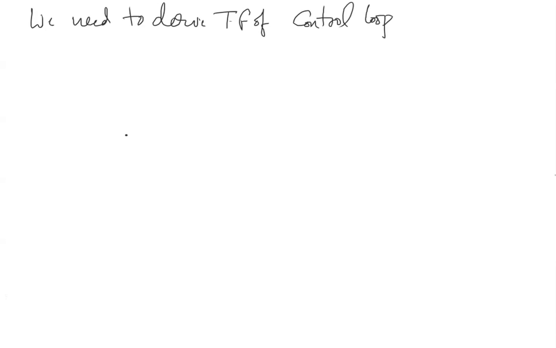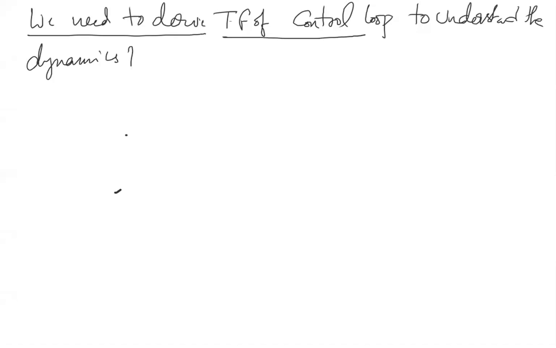Now what is the next one? So here, we need to derive the transfer function of the control loop to understand the dynamics.